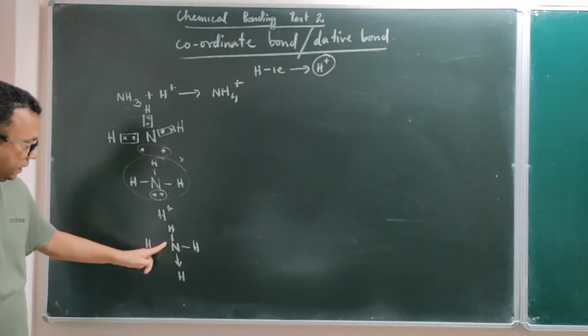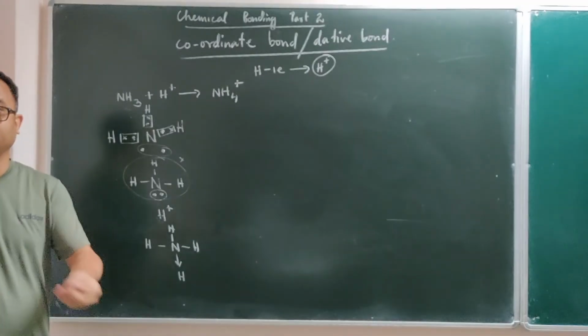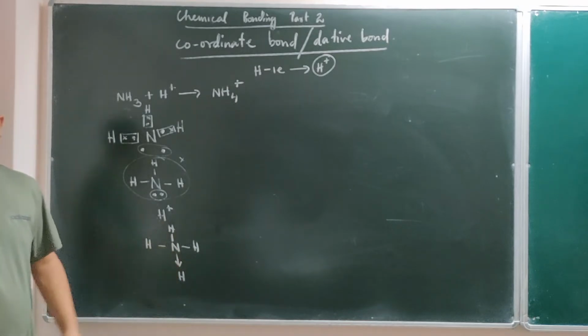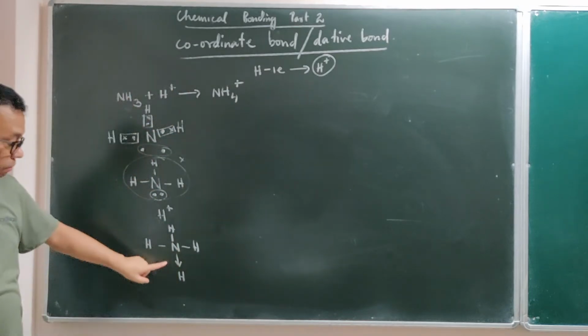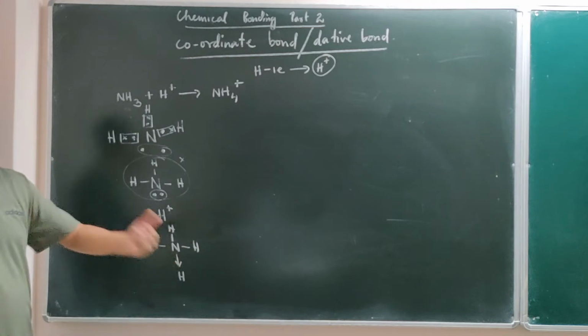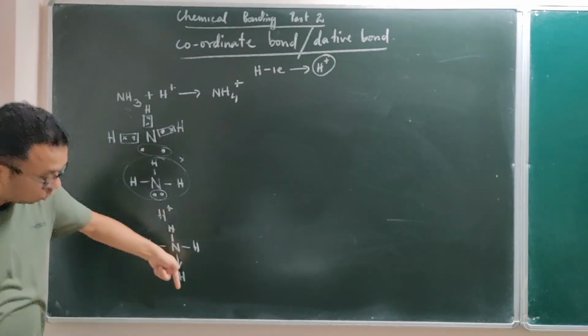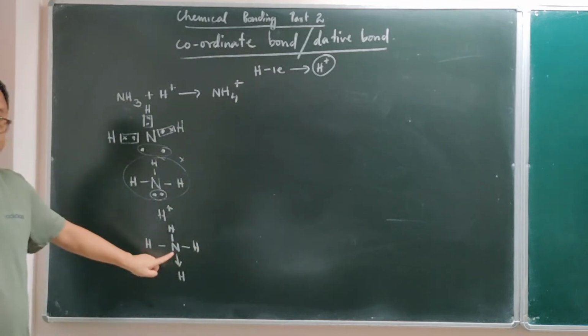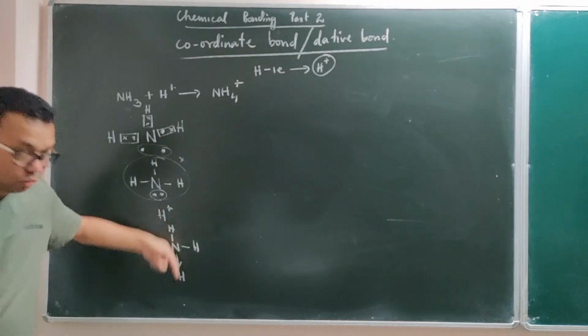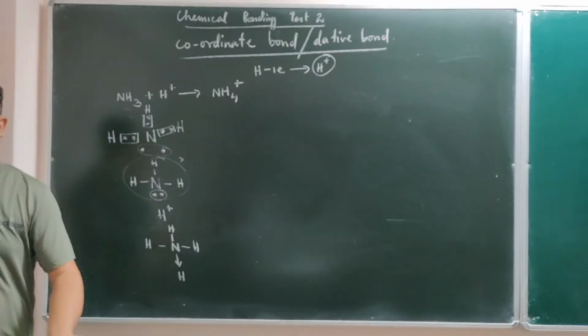Please note that the dashes we have used are for covalent bonds, but the arrow that you see is for a dative bond or coordinate bond, because coordinate bonds are dative bonds. Now how do I represent an arrow? Who is contributing the lone pair? It is the nitrogen that is contributing the lone pair, so the arrow should point towards the other atom from the one who is contributing. Nitrogen is contributing, so you have to point the arrow from nitrogen towards hydrogen.